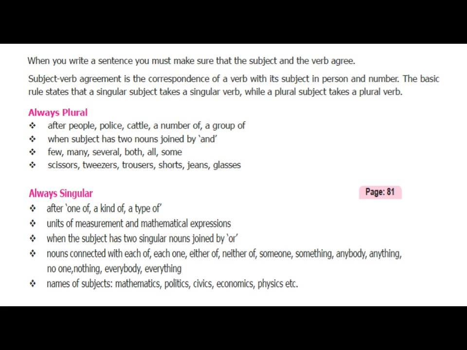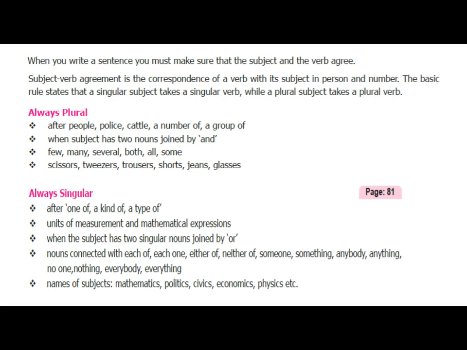We are always using singular after the terms one of, a kind of, a type of. Always singular for the units of measurement and mathematical expressions. Always singular when the subject has two singular nouns joined by or, for example, my brother or my sister.